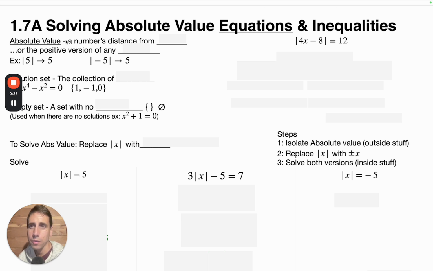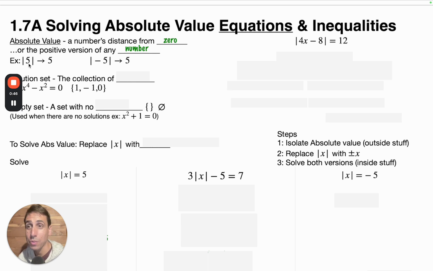So, absolute value equations. Let's review: what is absolute value anyway? There are two different ways of thinking about it. An absolute value is a number's distance away from zero on the number line. It is also the positive version of any number. It looks like this, with these two lines. These are absolute value lines.